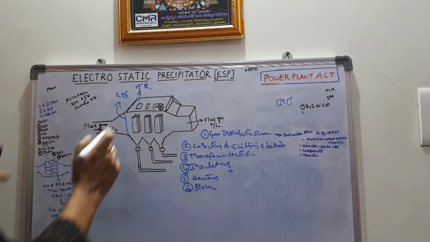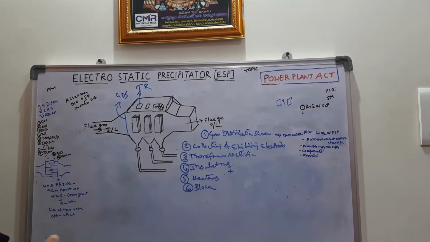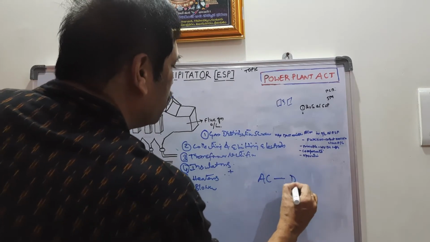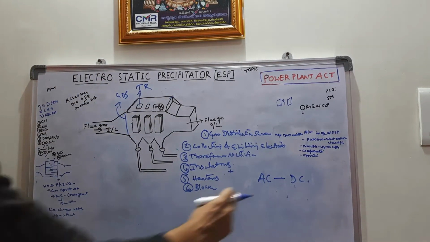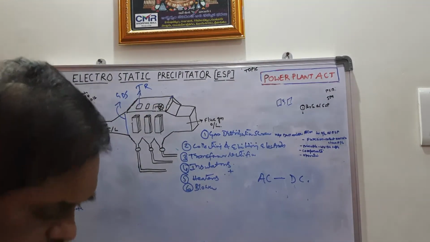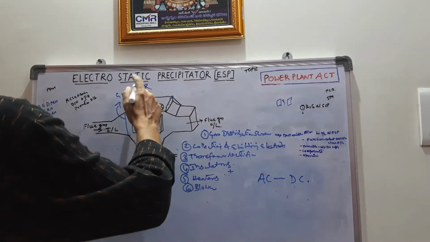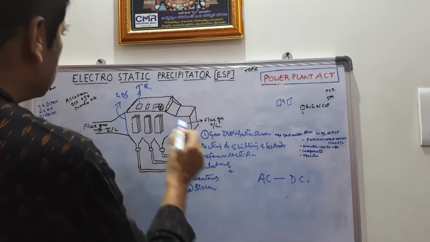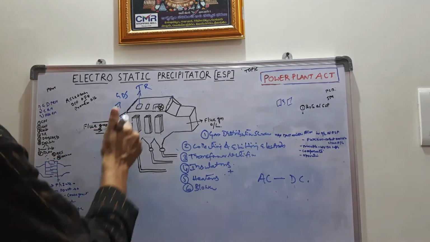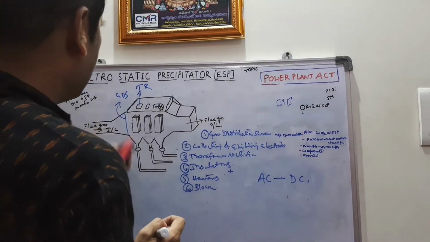At the top of the ESP, the transformer rectifier is provided. The function of the transformer rectifier is to convert AC to DC voltage, alternate current to direct current voltage. The negative terminal of this TR, the transformer rectifier, is connected to the emitting electrodes, and the positive terminal is connected to the collecting electrode, so that high voltage DC is applied in between the collecting and emitting electrodes.